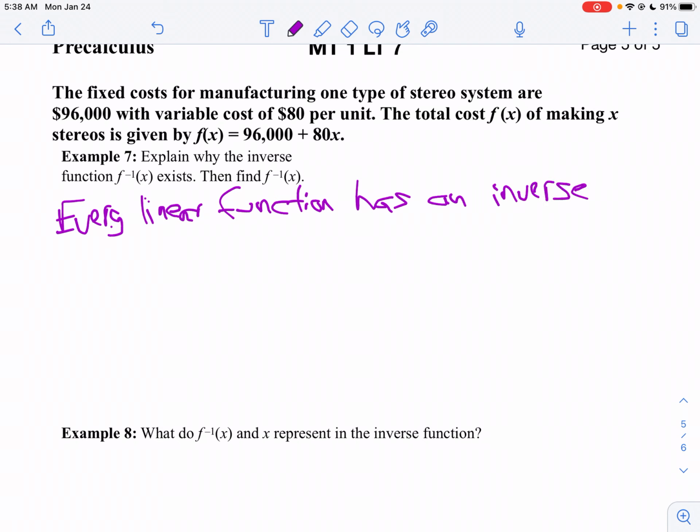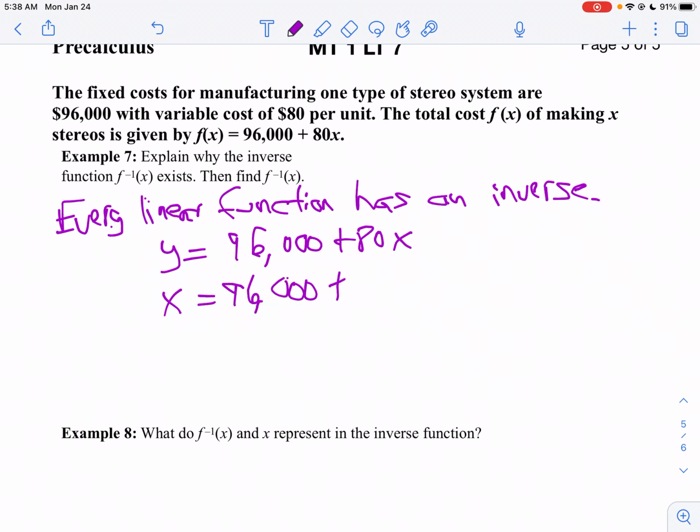Now explain what f inverse is, then find f inverse of x. So let's find f inverse of x. So I'm going to go through my steps again. So I'm going to say y equals 96,000 plus 80x. I'm going to flip my x's and y's around. So x equals 96,000 plus 80y. Let's get y by itself.